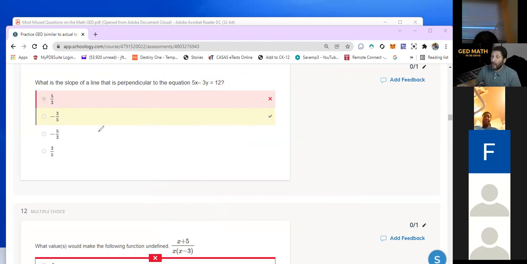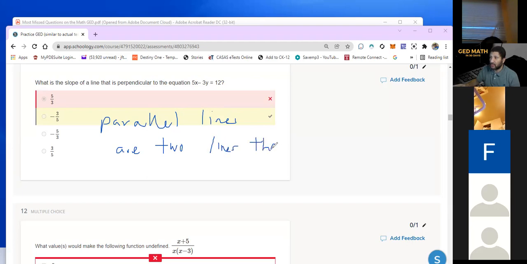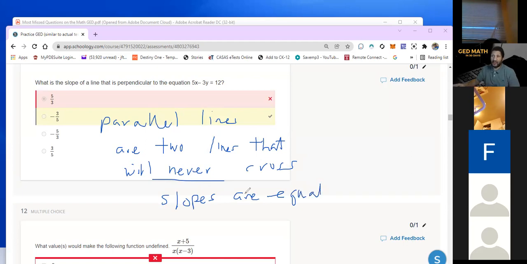Wow. Okay. So there are 2 things you have to be familiar with. First one is parallel. Parallel lines are 2 lines that will never cross. And because they will never cross, you know their slopes are equal. So parallel lines have the same slope.